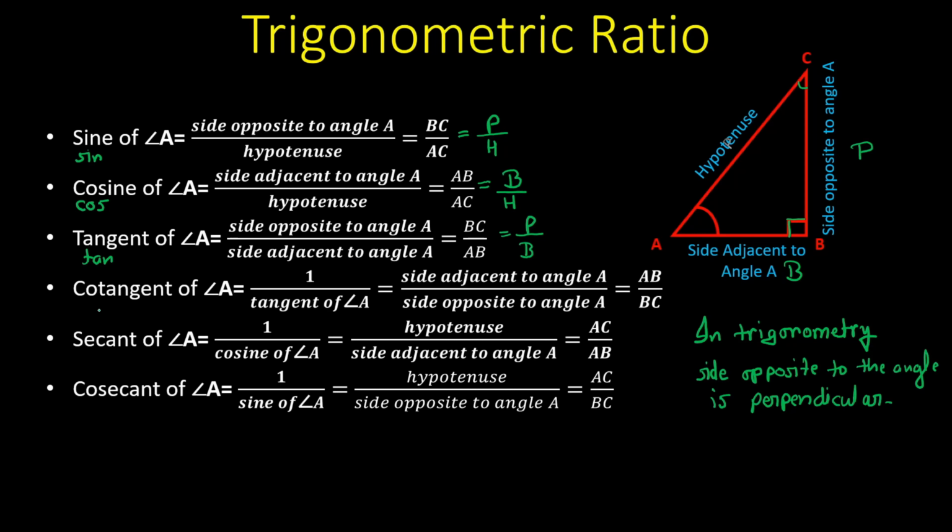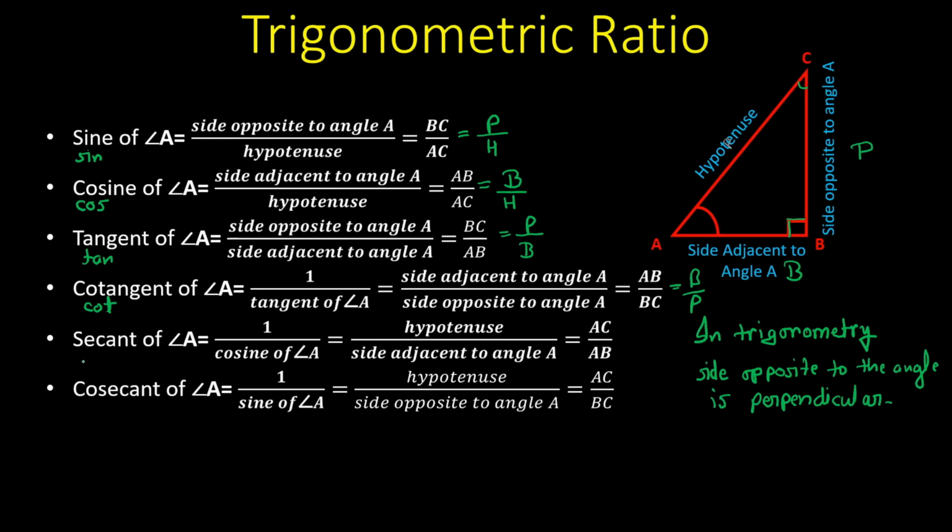And cotangent, you can read it as cot. Cot of angle A is just the reverse of tan. Tan is P upon B, perpendicular upon base, so cot will be base upon perpendicular. As given, for cot of angle A, side adjacent to angle A, which is base, upon side opposite to angle A, which is perpendicular, B upon P.